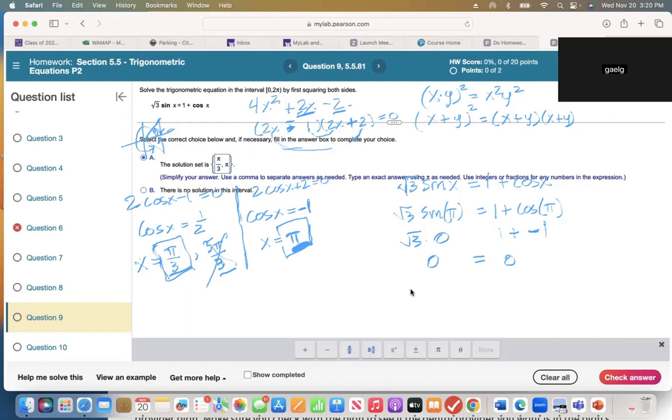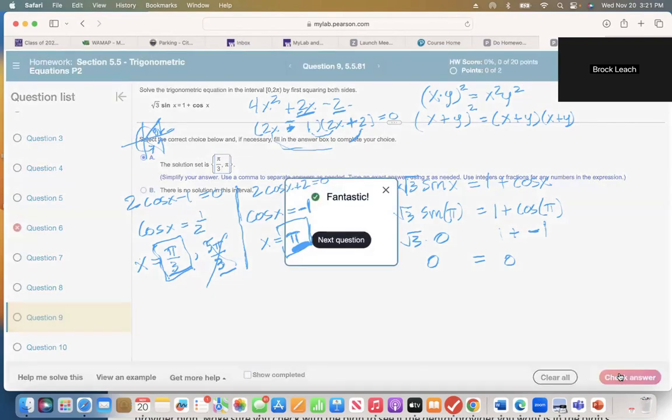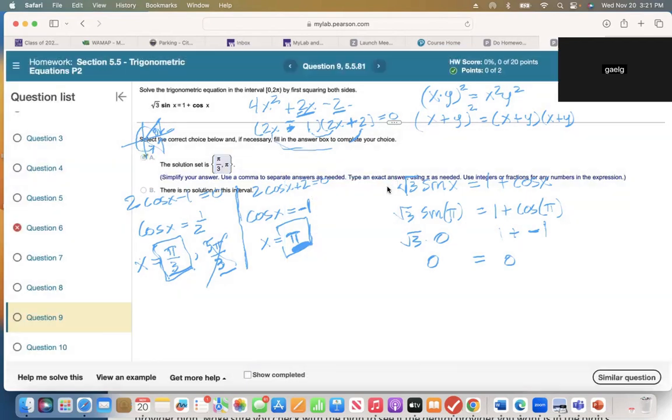And on a test, I'll have you do both, kind of like I did on the 15-minute check. I'll have you tell me what the finite solutions are and what the infinite solutions are. So I'll just have you list both of them. Okay, thank you.